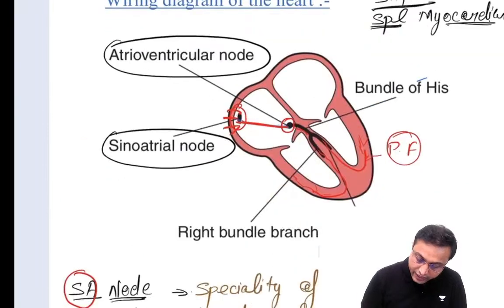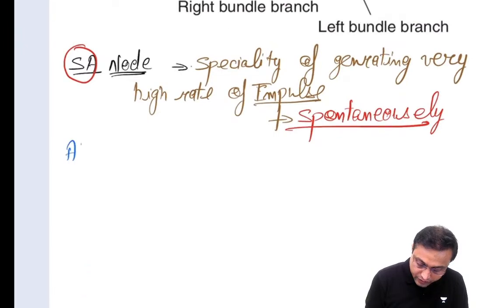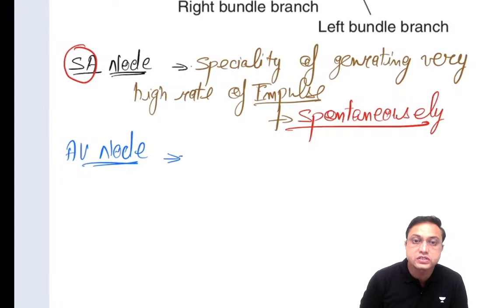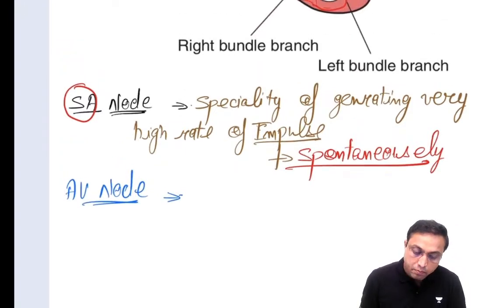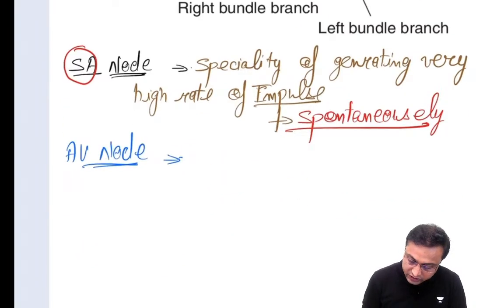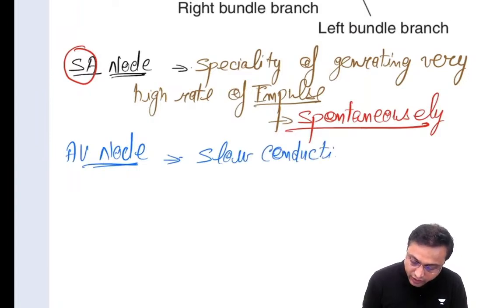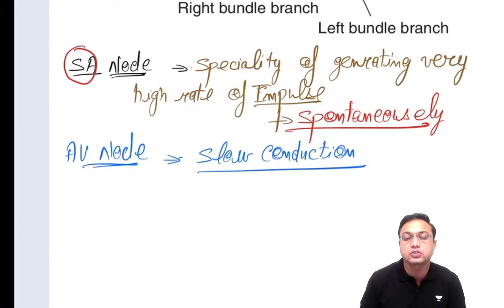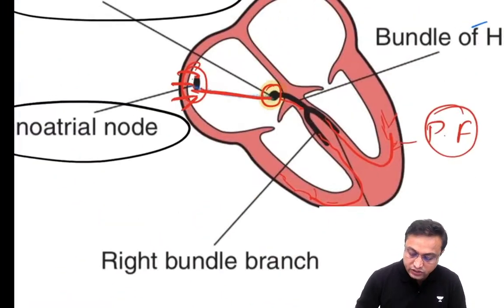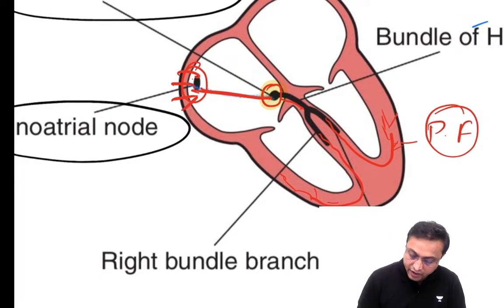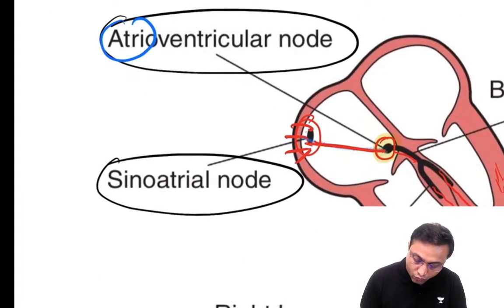Then comes the AV node. Now this AV node also produces conduction, but it produces the conduction at a slower rate. So it has a slow conduction. Now let's talk about why the AV node has a slower conduction. Just look at this. AV means atrioventricular.